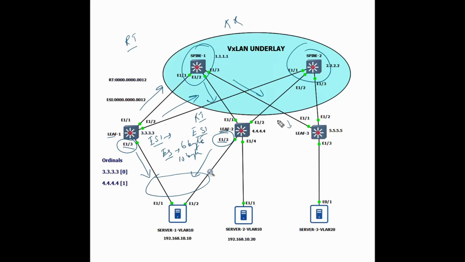Similarly, leaf 3 will also get the same update from the spines, but as it does not have the Ethernet segment identifier configured, and as a result it won't have the import route target generated, it will discard those updates from the spines.